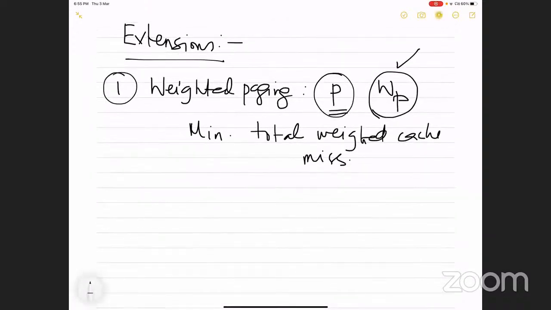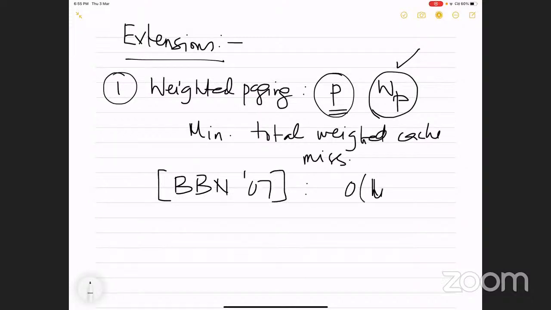So what is known here? This was open for a long time, till Bansal, Buchbinder, and Naor in '07 gave a log K competitive algorithm. So the same result that we have for unweighted paging, which is the problem we have been talking about. They gave a log K competitive algorithm here also. But these were new ideas, new techniques, so this is what I want to talk about next time. This is called weighted paging.